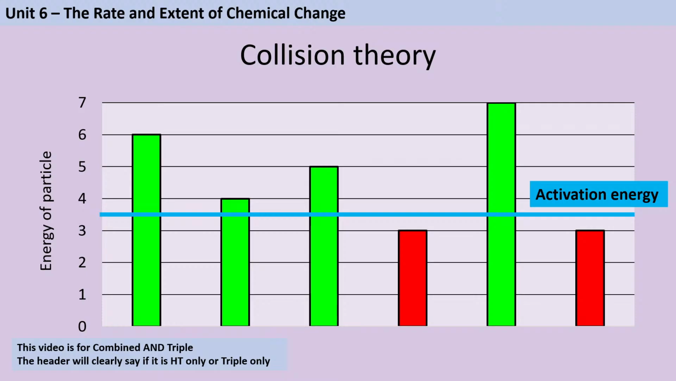So that's why increasing the temperature is going to increase the rate of reaction. There are two parts to it. There's the fact that they move faster, they have more energy, so they collide more frequently, and the fact that a greater proportion have got the activation energy, and therefore if they do collide, then they're actually going to react.